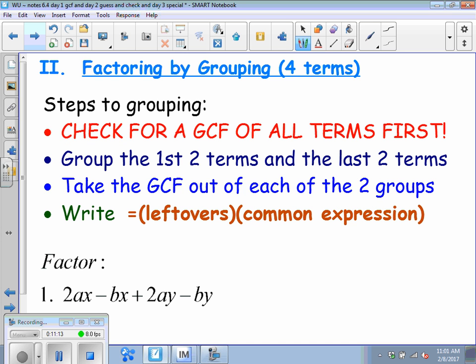Then you're going to take the greatest common factor out of each of the 2 groups. And what will happen is what's left in parentheses will be exactly the same for both groups. And in the last step, what you're essentially doing is factoring out that common expression out of both of those. And so all you have to do is write, I call it the leftovers, which is the terms that are outside the parentheses that you factored out, times the common expression. And that'll make more sense when we actually do them.